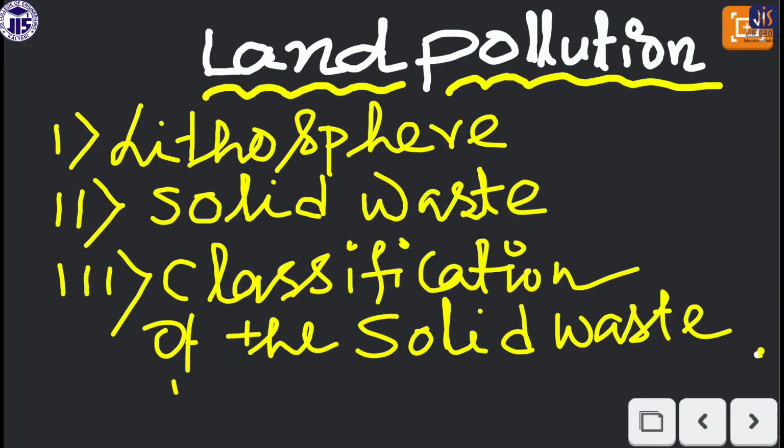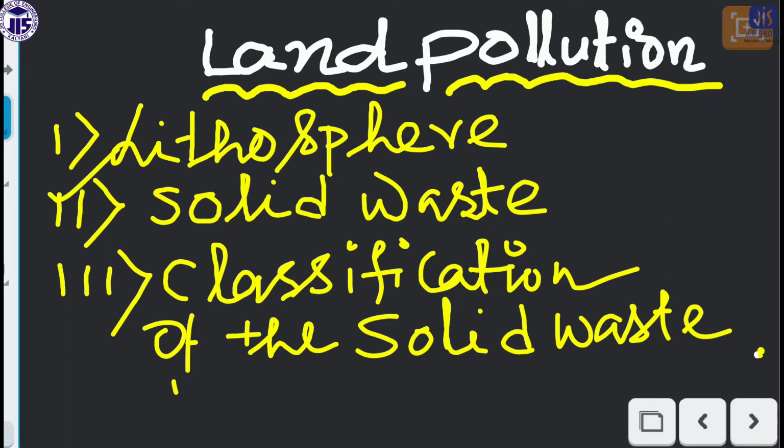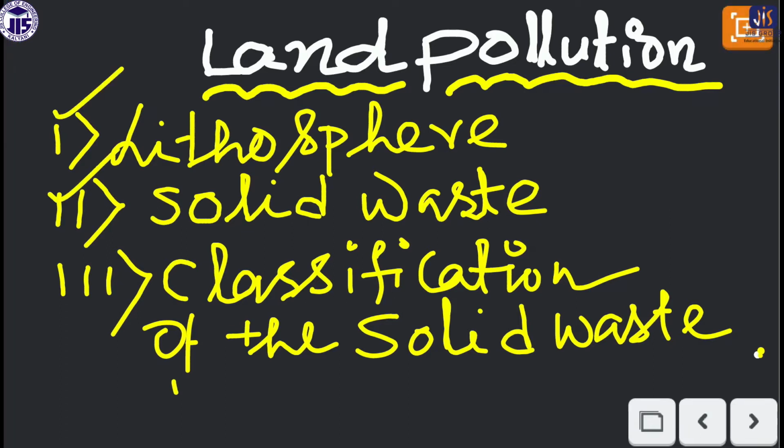Now, today we'll discuss the lithosphere. We'll discuss what the lithosphere is and what the different kinds of solid waste are. First of all, we will define solid waste. What is solid waste? How can we define it? Then we will discuss the classification of solid waste. There are different types of classification possible for solid waste, from different angles. So we will discuss these things in today's class.